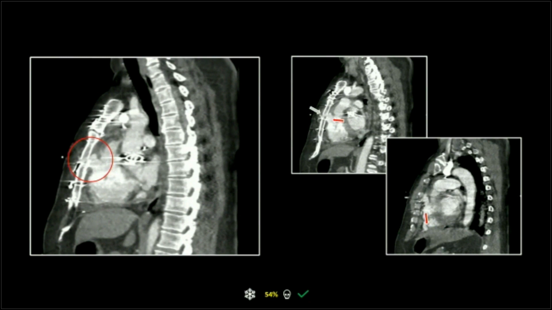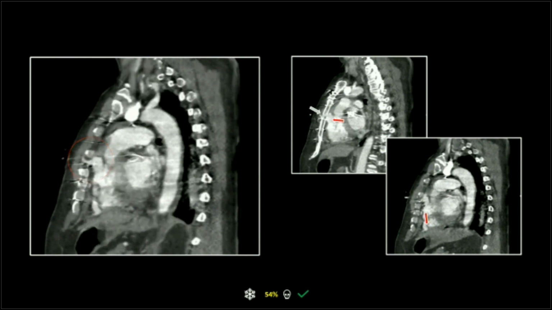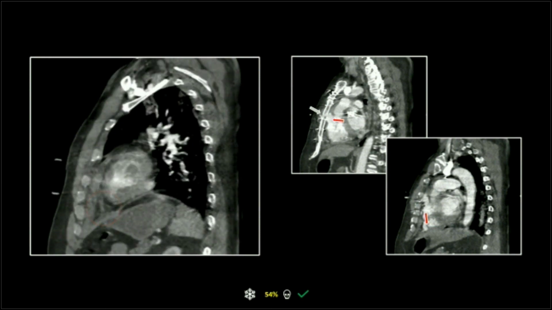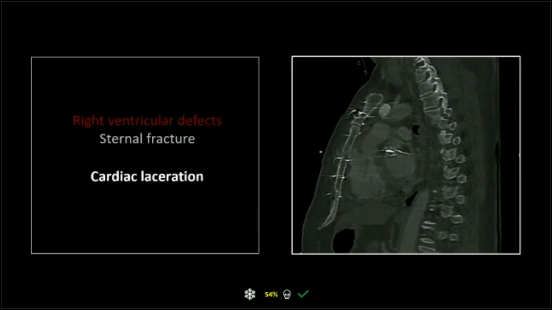You can actually see that strap that they were using to hold him down, pressing on the front. There it is. So, and there is a nice view of the sternal fracture.